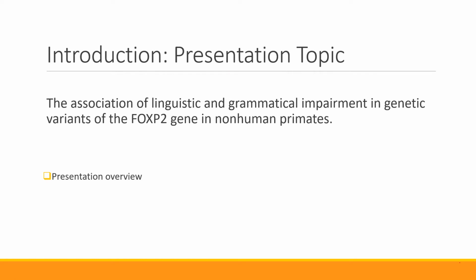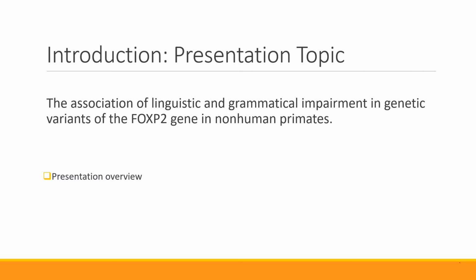With the given background information, next is the presentation topic. The topic of this presentation is the association of linguistic and grammatical impairment and genetic variants of the foxp2 gene in non-human primates. Three research articles will be presented that show studies supporting the impact of the foxp2 variants against different organisms using a variety of experimental methods, which include, but are not limited to, sound analysis, qPCR expression analysis, cell cultures, and even publicly available whole genome data.